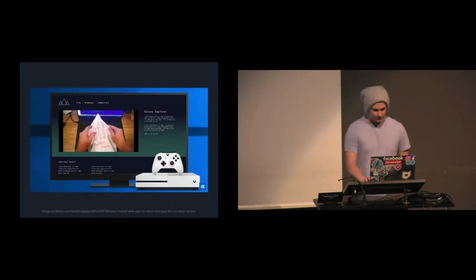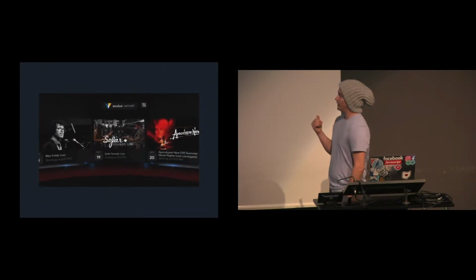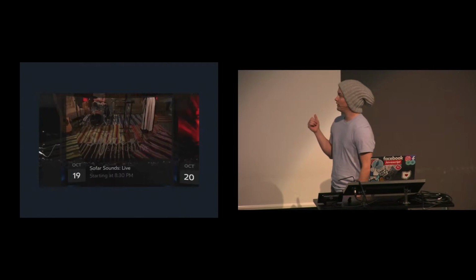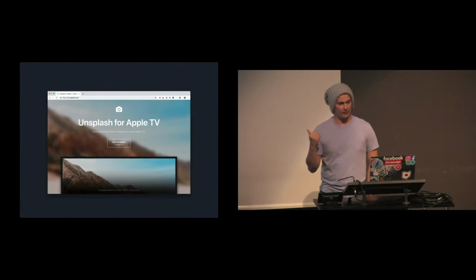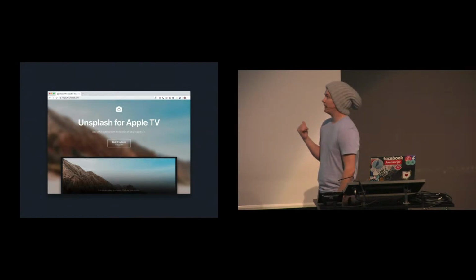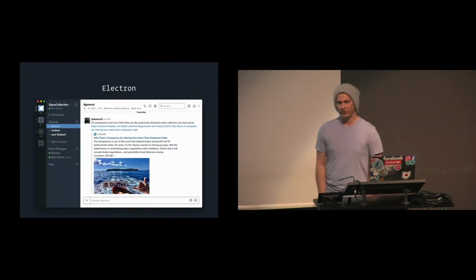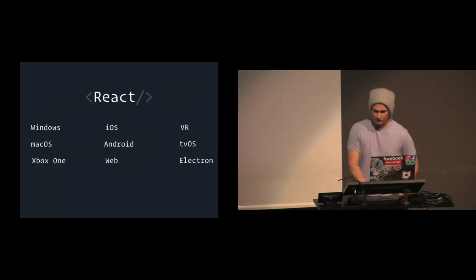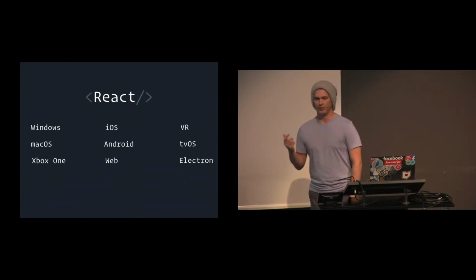handle the voice activation. We also have VR for Oculus venues. So if you've used Oculus venues, all the menus are written in React Native, and tvOS. So Unsplash has this really great Apple TV app that you can use, and that's also written in React Native. And finally, Electron, which everybody knows Slack, and Slack's written in React using Electron. So these are just a few of all of the platforms that you can write in React.